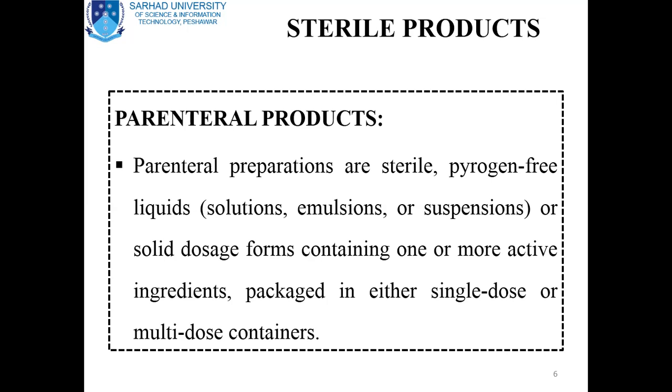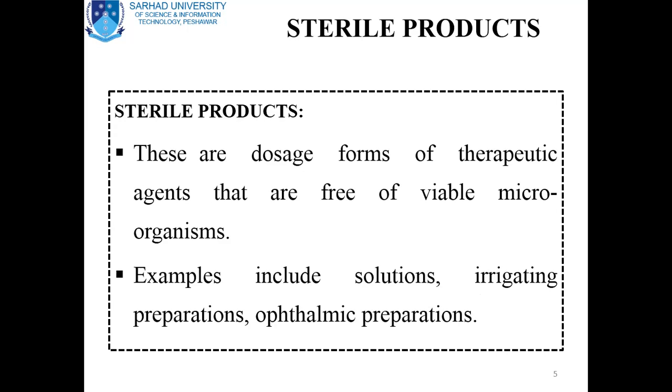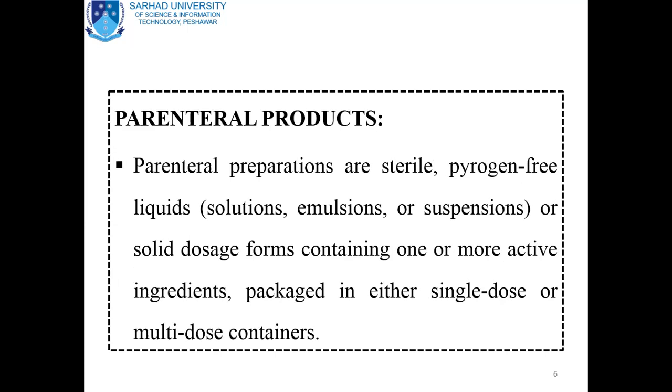What is the difference between the sterile and parenteral product? The answer to this question is, you know that ophthalmic preparations or irrigating preparations are sterile, but irrigating preparations are not dispensed through an injection or syringe. That's why these are sterile but not parenteral. For every parenteral product, whether it is a solution, emulsion or suspension or any solid dosage form, in either a single dose container or a multi-dose container, it is mandatory to be sterile. It should be free from the viable microorganism.